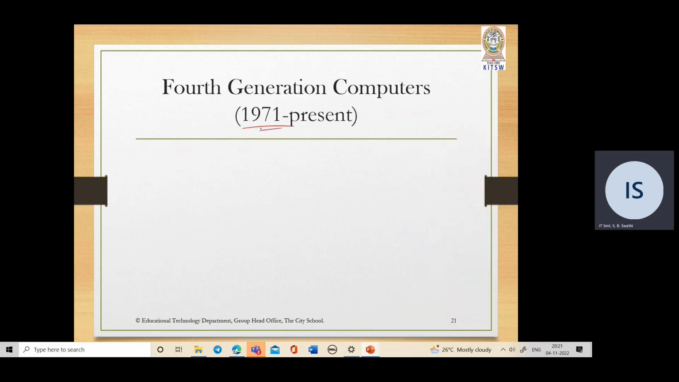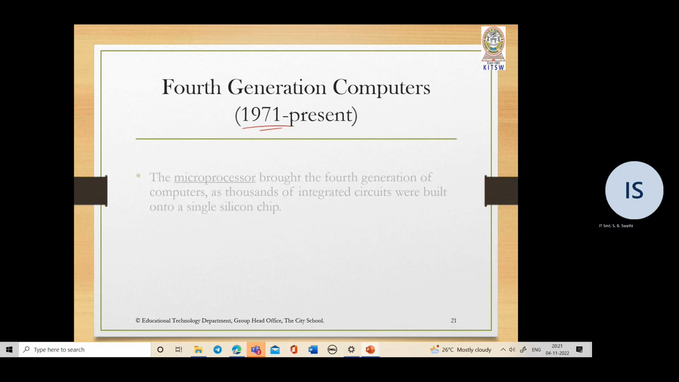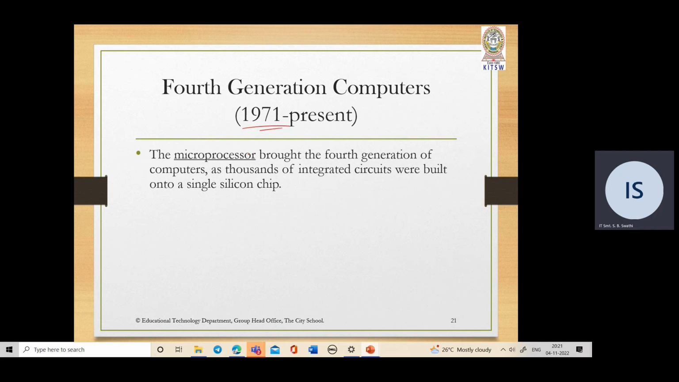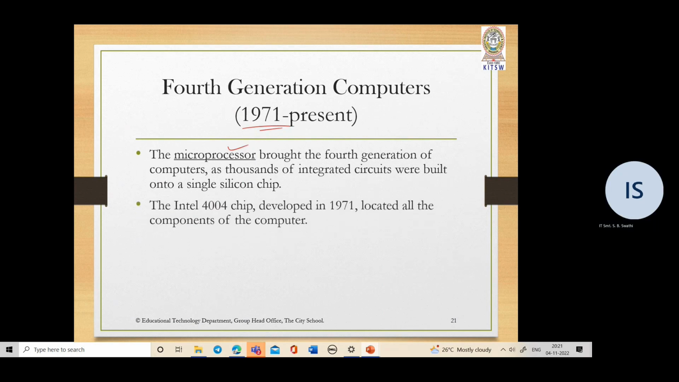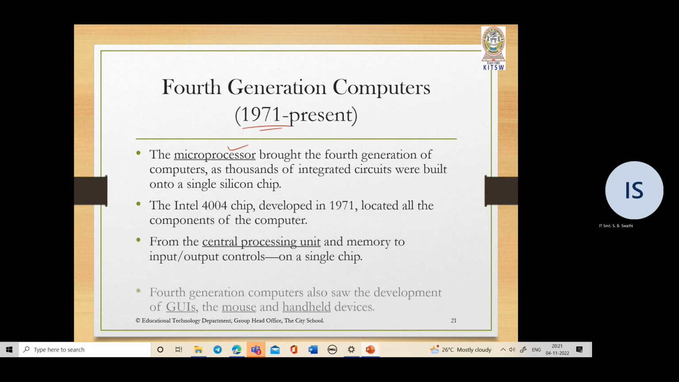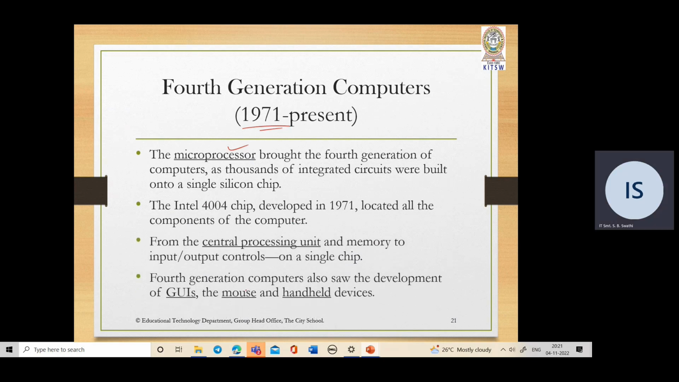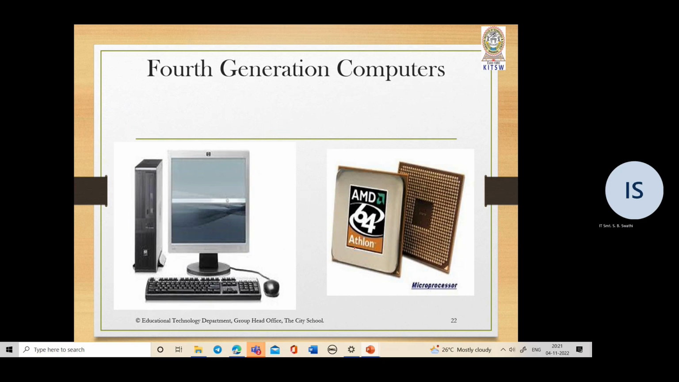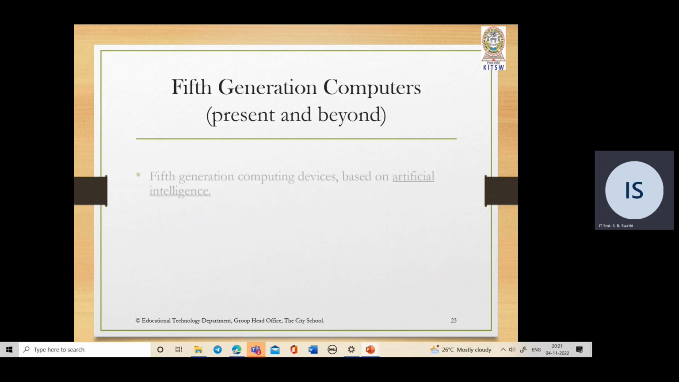And fourth generation computers, what is presently running, is from 1971 to present. Now microprocessors were used, which were built using silicon chips. And we have the central processing unit, and a lot of other devices attached, like mouse and handheld devices. And these are the fourth generation computers.